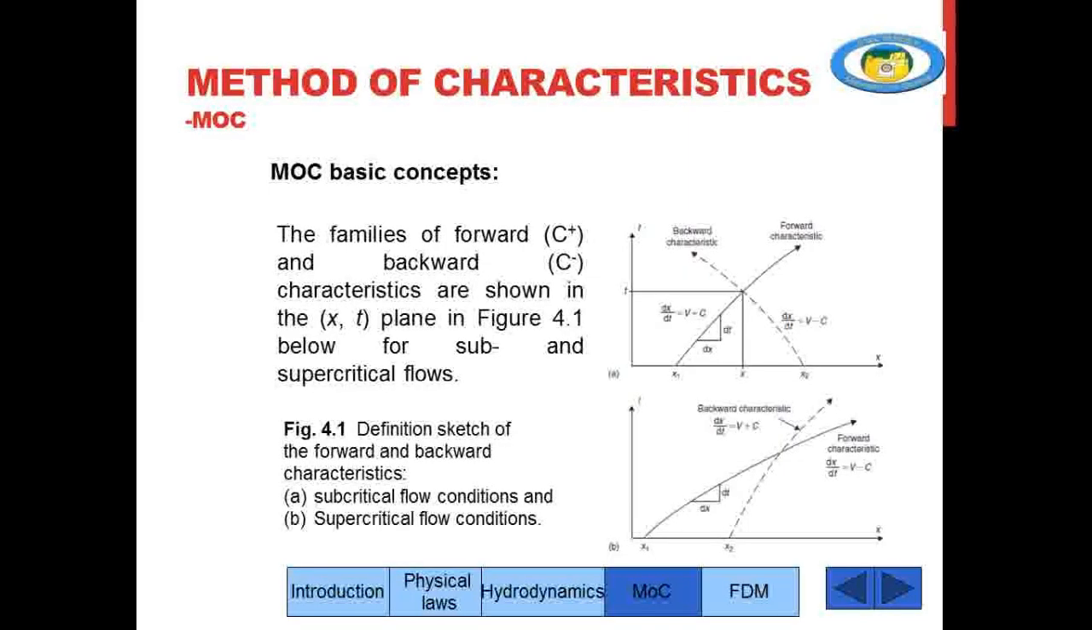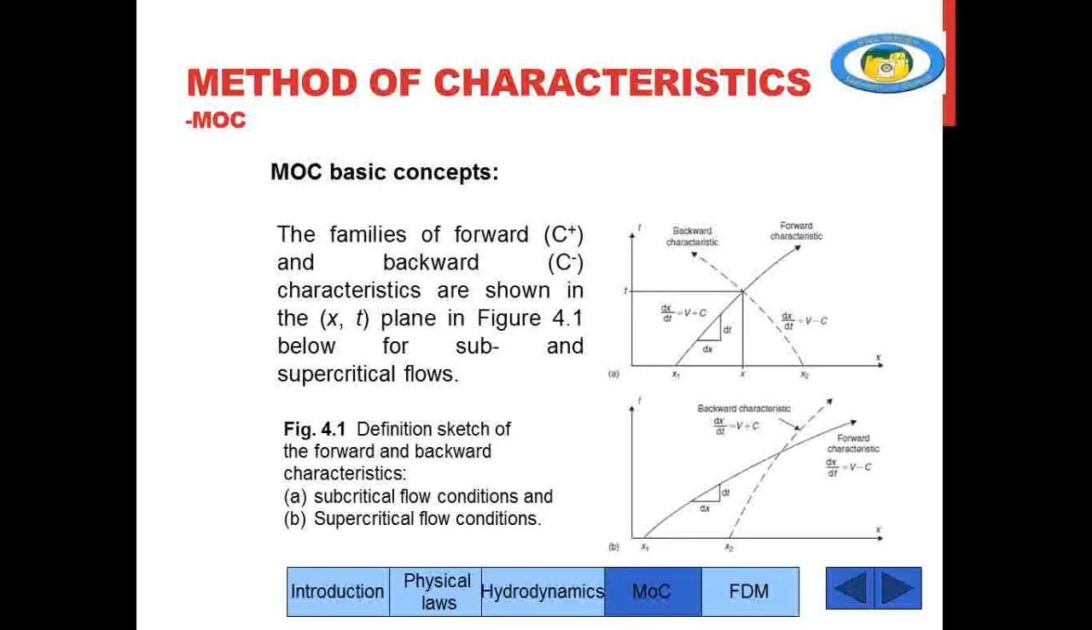Basically, in case of supercritical flow, both of the pair of the backward and forward characteristics are positive. They are in the same direction, actually. Whereas in case of subcritical flow, they are in opposite directions.